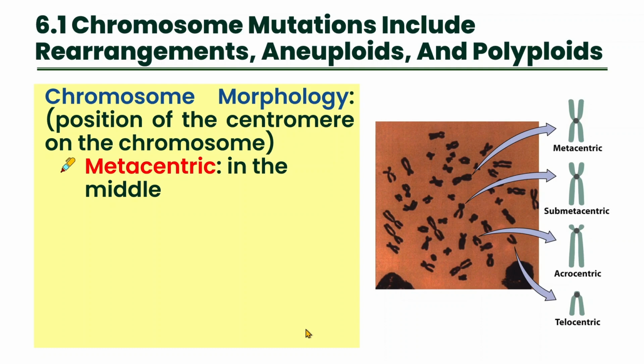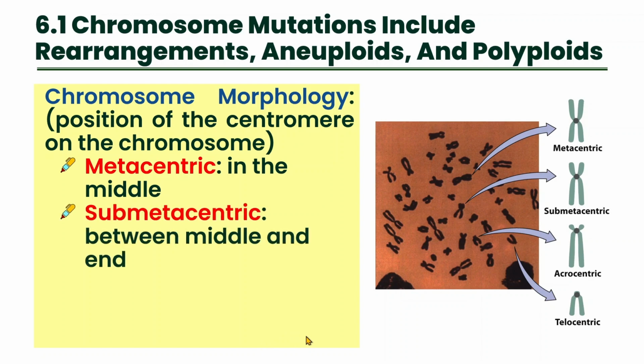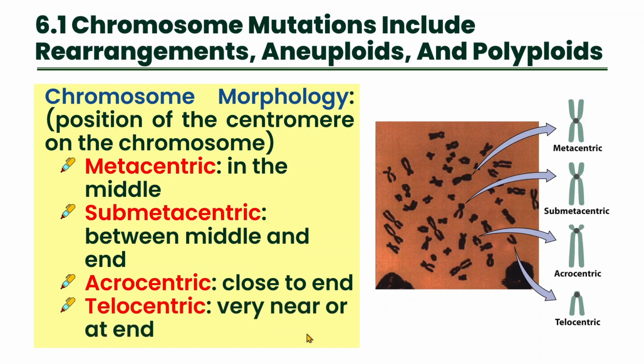Chromosomes are classified based on the position of the centromere. When the centromere is right in the middle, we call it metacentric. When the centromere is a bit off center, that's what we call submetacentric. When the centromere is close to one end, it's acrocentric. And if it's at the very end, that's called telocentric. These differences in centromere position help scientists identify and categorize chromosomes more precisely.